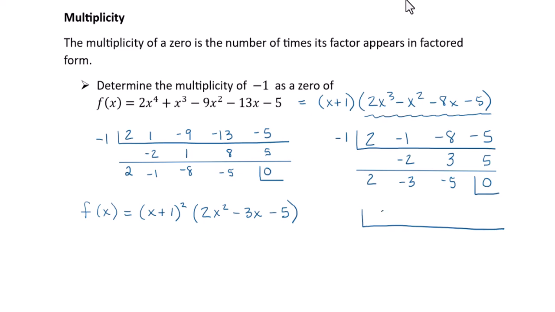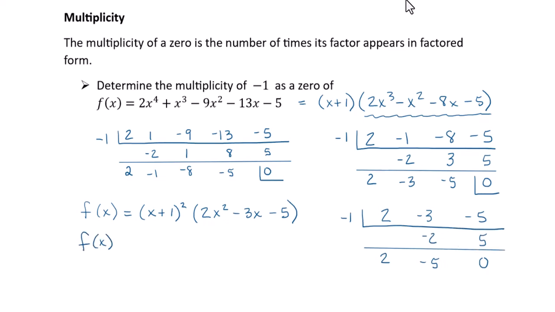We're going to use the quotient of 2, negative 3, and negative 5 in our synthetic division table, and we'll push a negative 1 through there again. 2 times negative 1 is negative 2. Negative 3 and negative 2 is a negative 5. Negative 5 times negative 1 is 5. And negative 5 plus 5 is 0. So it looks like it has worked one more time.